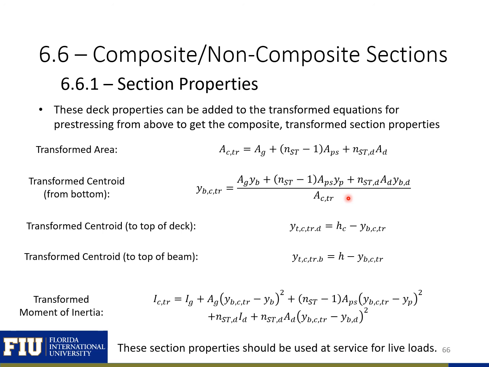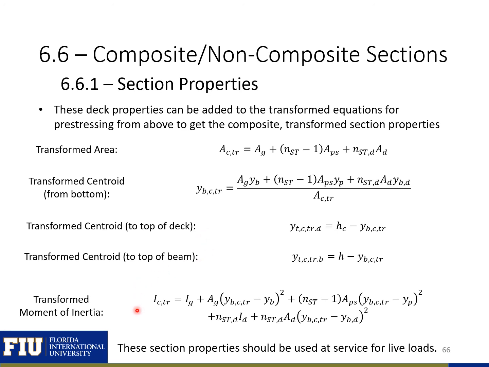transformed area. We can use these equations then to find the transformed centroid, the distance to the top of the deck, and the distance from the centroid to the top of the beam. We'll need to find the stress at the top of the deck and the top of the beam, so both of these distances are important for us.